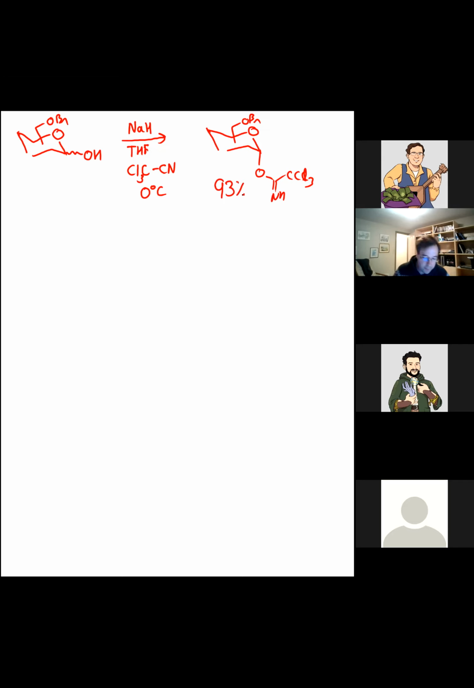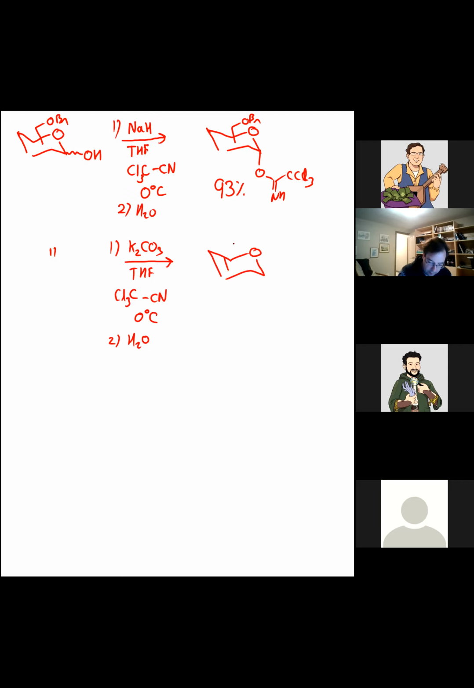93% yield of the alpha. Now, if I take the exact same molecule and I treat that with potassium carbonate, THF, trichloroacetonitrile, 0 degrees, and then water workup, we'll see mechanistically why that's important. You get 95% beta.